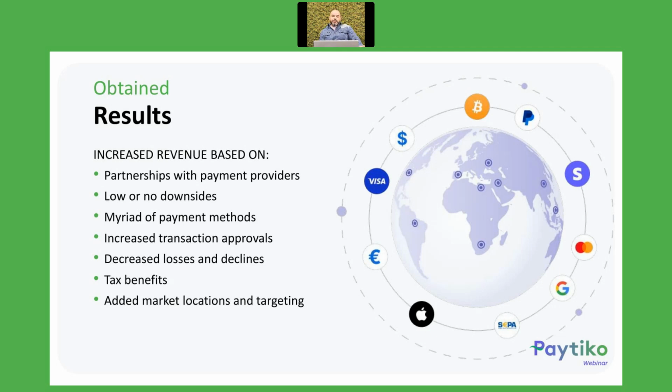So number one, revenue increases based on the partnerships that we have with the payment service providers and based on the fact that we're going to connect you to multiple ones. And having multiple payment service providers keeps your flow secure.